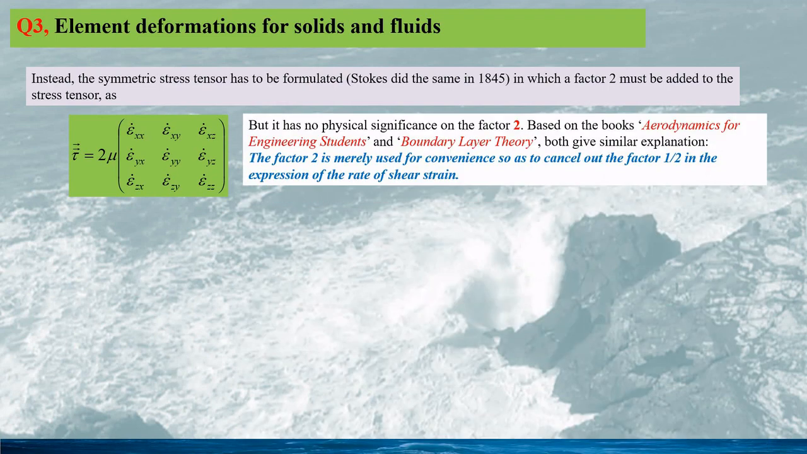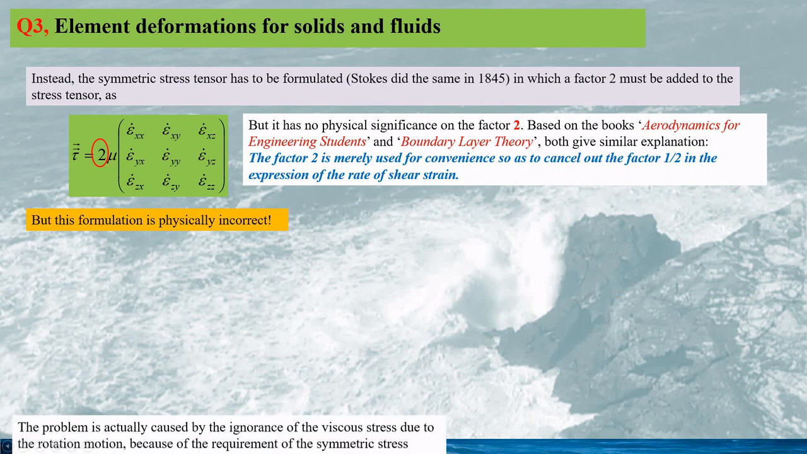In the books Aerodynamics for Engineering Students and Boundary Layer Theory, both give similar explanation. The factor 2 is merely used for convenience, so as to cancel out the factor 1/2 in the expression of the rate of shear strain. But this formulation is physically incorrect.